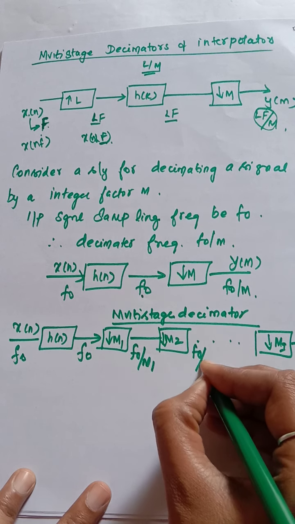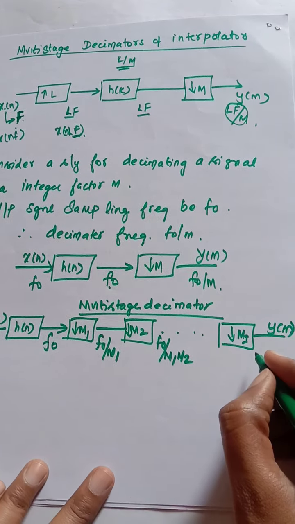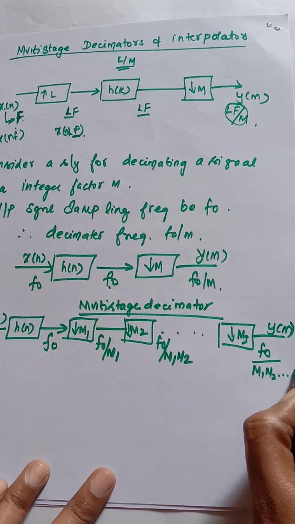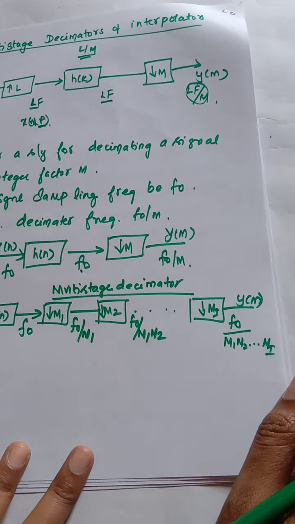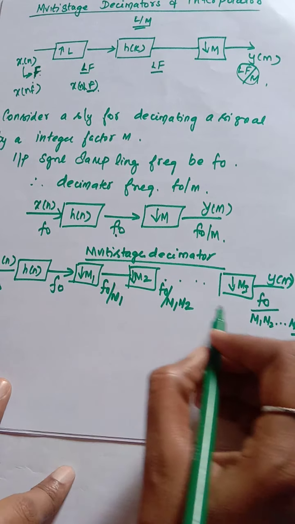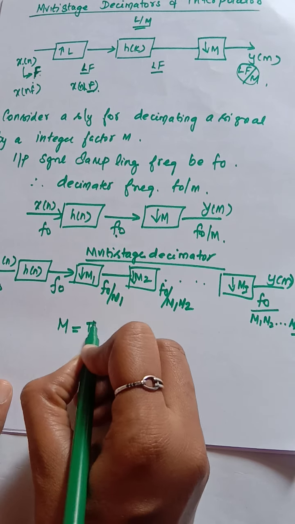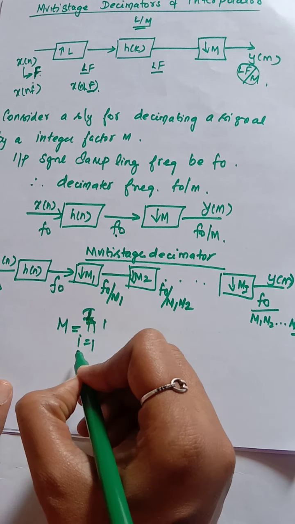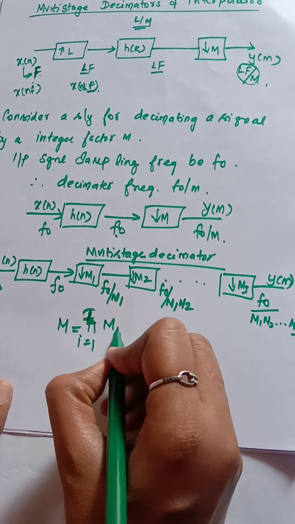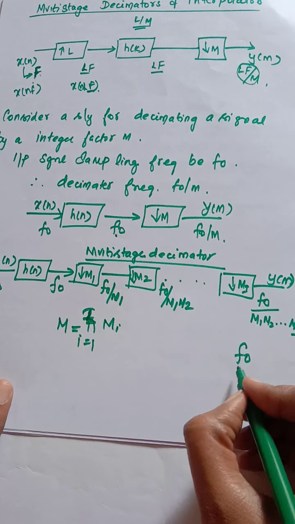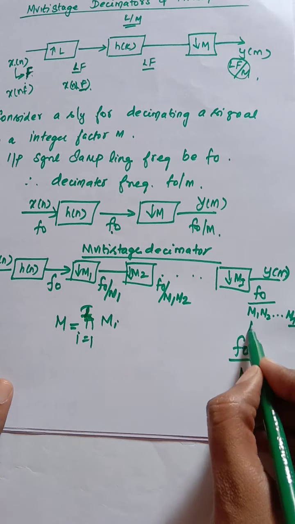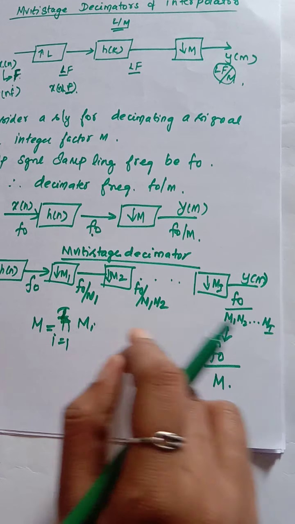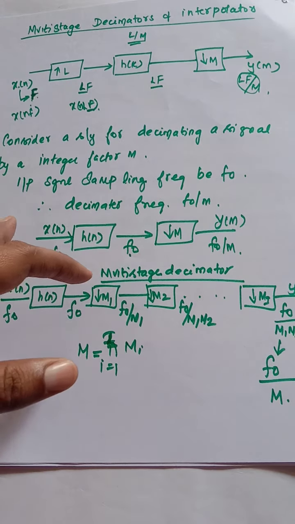Again I decimate, so f naught by m1 m2. Finally, if we have more blocks, you need to multiply all the decimation factors mi. This can be written as the product of mi for i equal to 1 to I. So instead of writing this, we can write f naught by m, where m is the product of m1, m2, up to mi. This is how the multi-stage decimator is simplified.